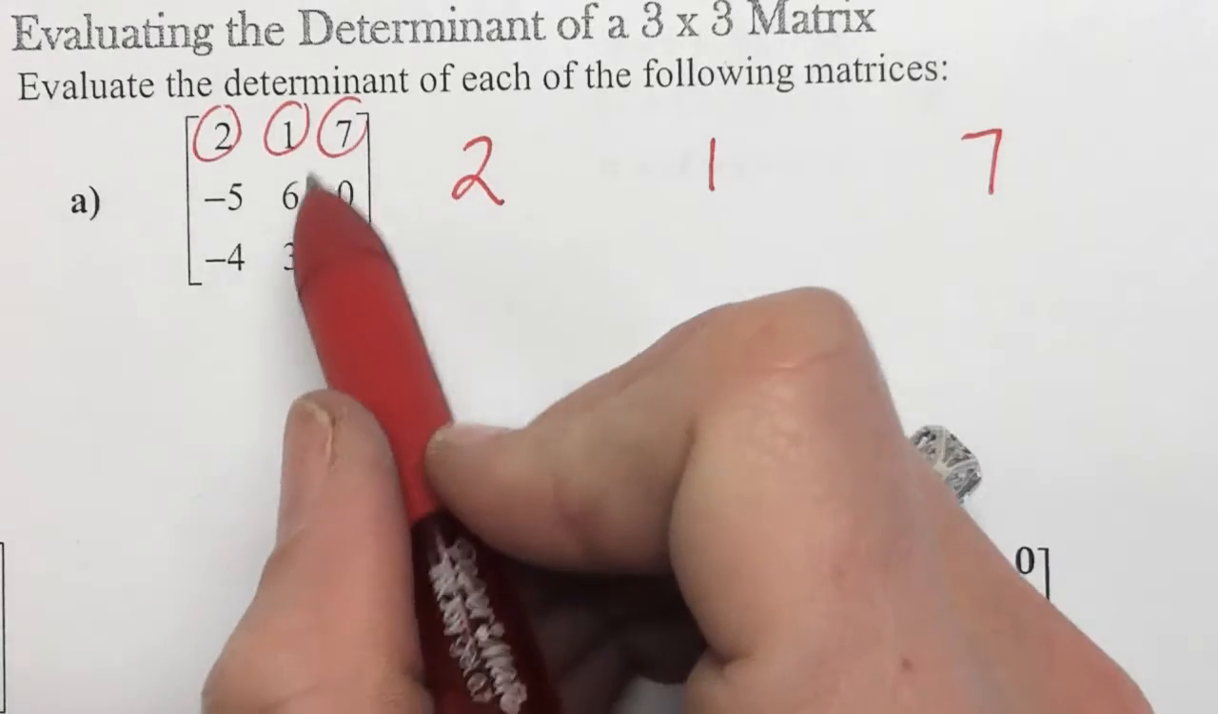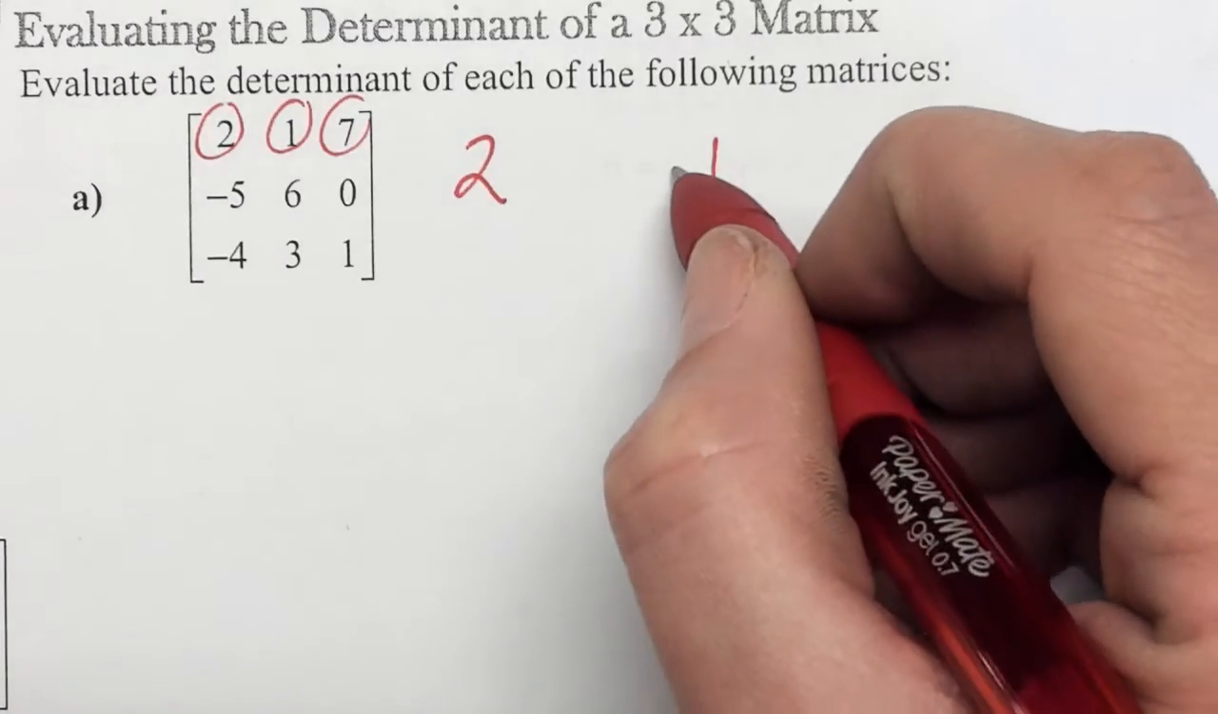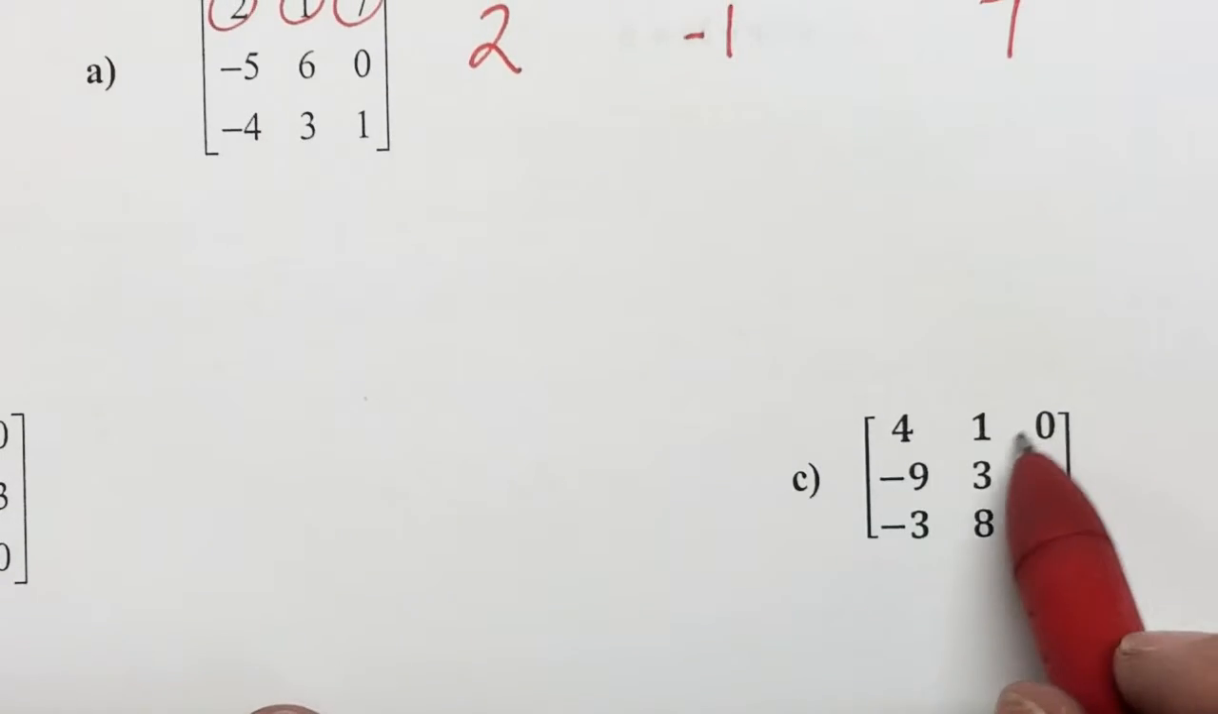Now the middle term, you always have to change the sign. Middle term, always change the sign. So instead of a 1, it's going to be a -1. And that's for every case. Like this will change to a -1, this will change to a -4, and so forth.